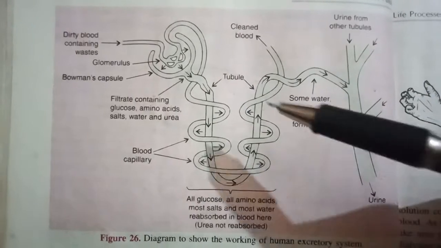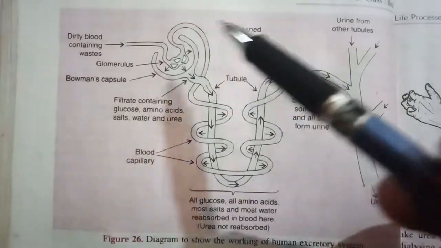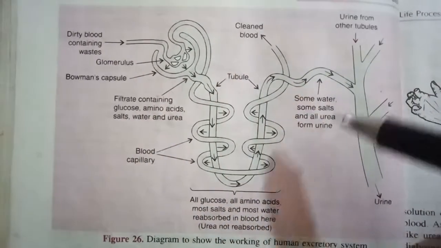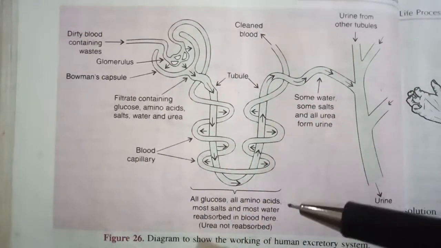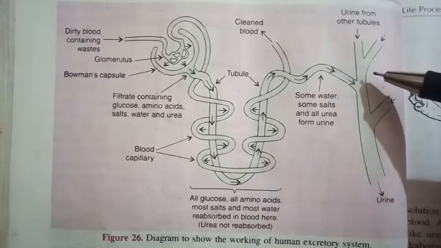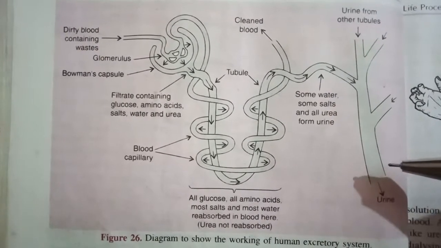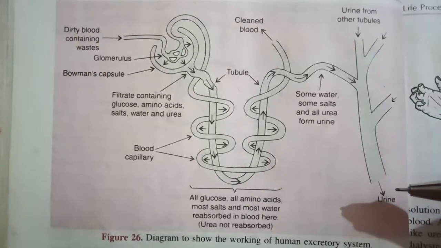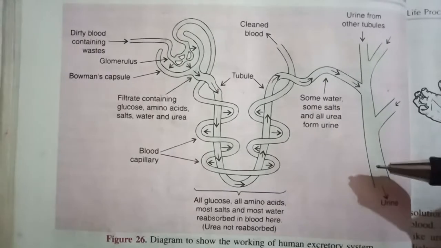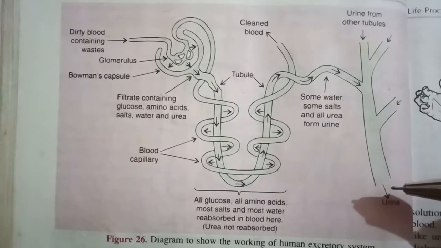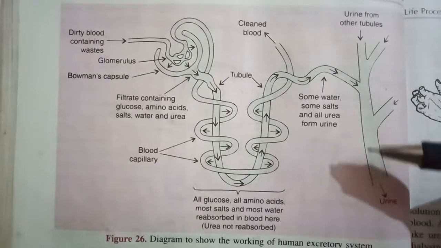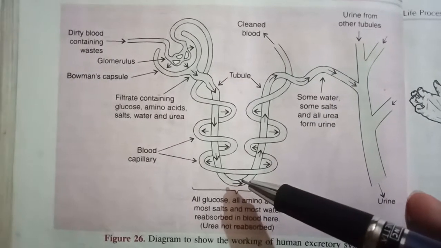There are millions of nephrons present, and in the millions of nephrons the urine is formed, and then that urine is collected in the collecting duct. From all the tubules of the nephrons, it will be collected in the urine collecting duct. So how is this urine formed in the tubule?